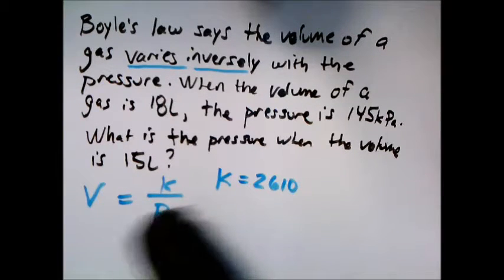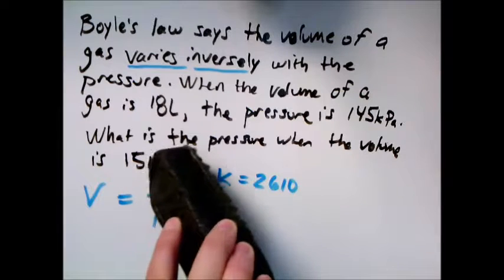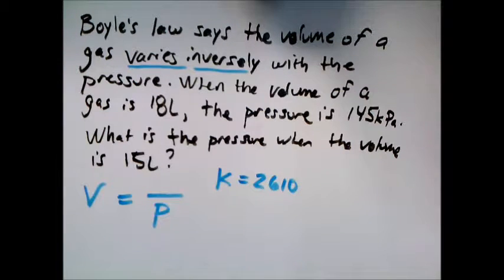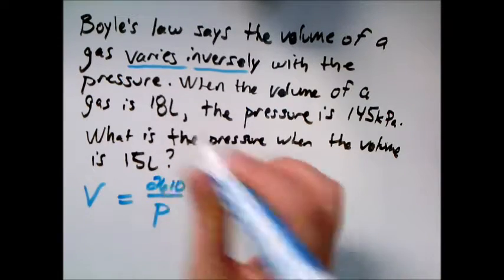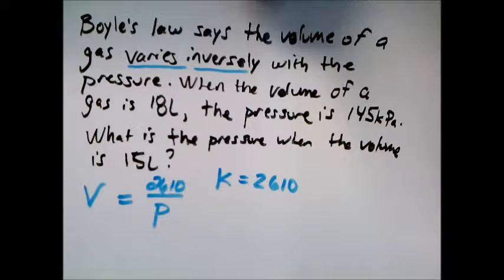Alright, so now instead of having this equation where I had a constant I didn't know, now I actually know that K is 2610, so I can put that in there and I have an actual workable equation. So now if they asked any volume or any pressure, I could tell them because I used the one volume to pressure I knew to come up with the rest of the equation. So 2610 over P. So then they ask a question, what's the pressure when the volume's 15?